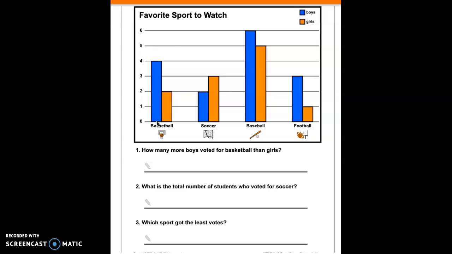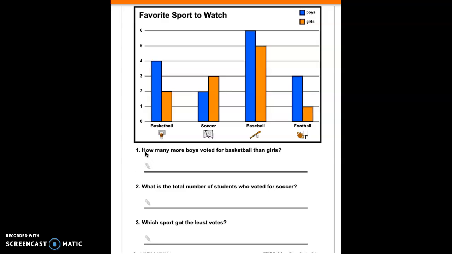Now remember that if the blue bar for basketball goes up to the 4, that means there are 4 boys. It's not 4 total people who enjoy basketball, right? Because the boys have 4. We also need to count the girls. So the boys have 4 and the girls have 2. If we're asking for the total number, we need to make sure we add those together. Usually with a bar graph, we just see one bar that goes all the way up, and then we can decide what the most or the least is. But this gives us an extra step if it's asking for the total. So we'll need to make sure we're reading very carefully what the questions are asking.